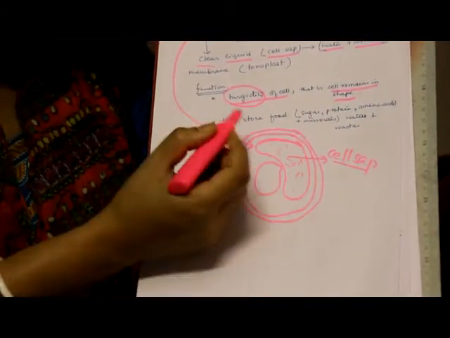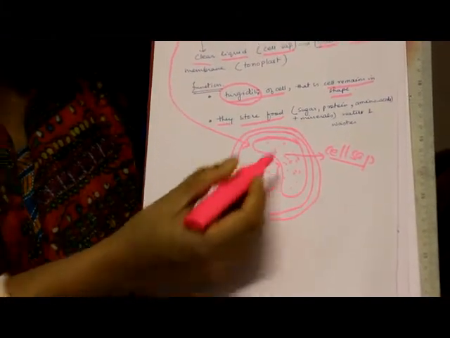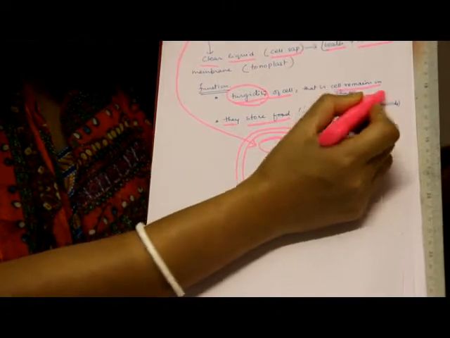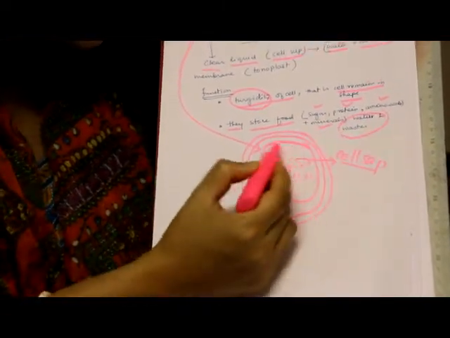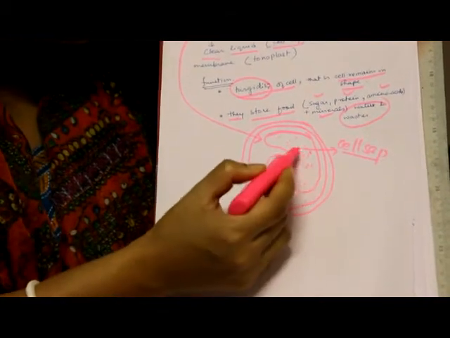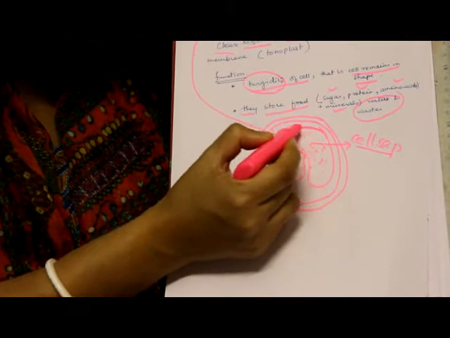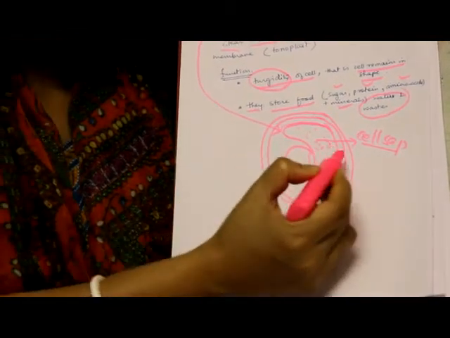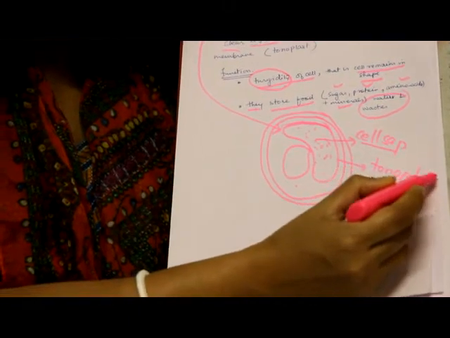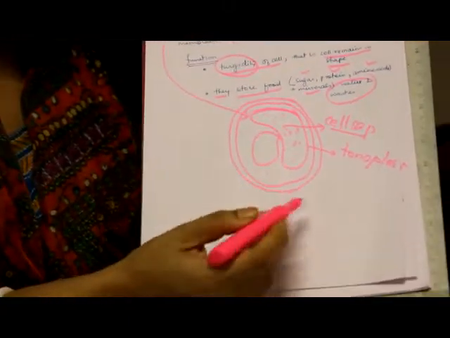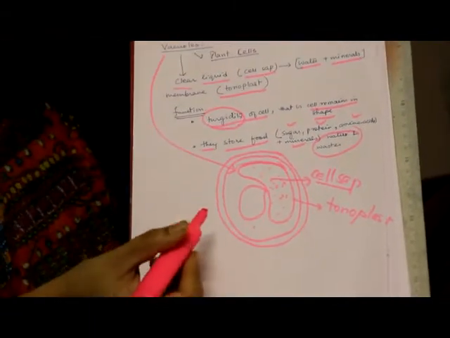This vacuole helps in storing food or nutrients like sugar, protein, amino acid, and minerals dissolved in this watery solution. And this is not mixing with the cytoplasm because this vacuole has its own membrane that is known as tonoplast. I have also mentioned over here that the membrane of the vacuole is tonoplast.